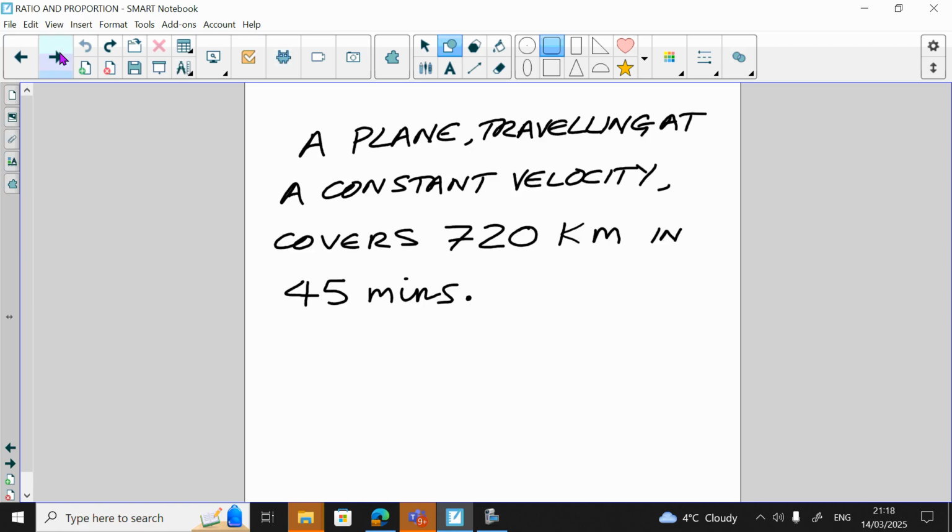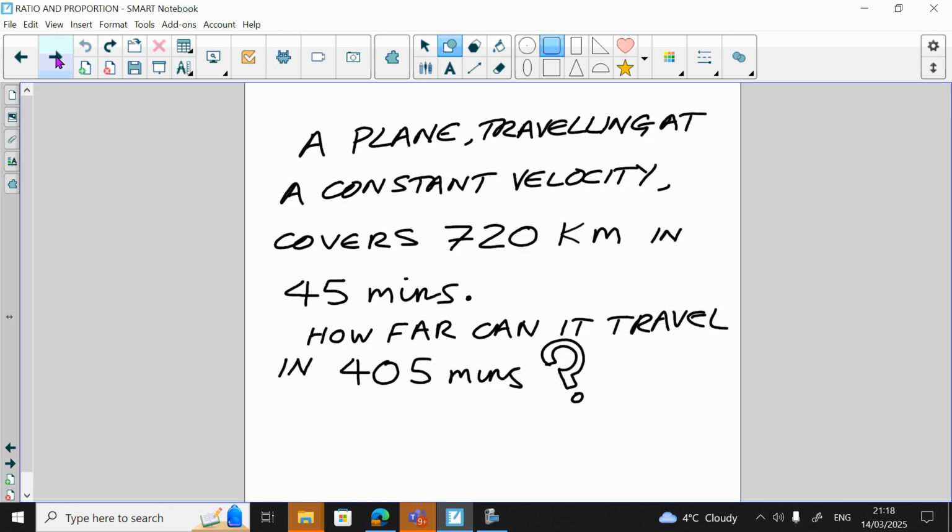Okay, let's change tack here. A plane traveling at a constant velocity, well, velocity is just speed in a certain direction, so it doesn't matter to us here. We've got a distance here and 45 minutes. So what's the question? How far can it travel in 405 minutes? It's good that we're operating in minutes and minutes here, so we don't need to change units.